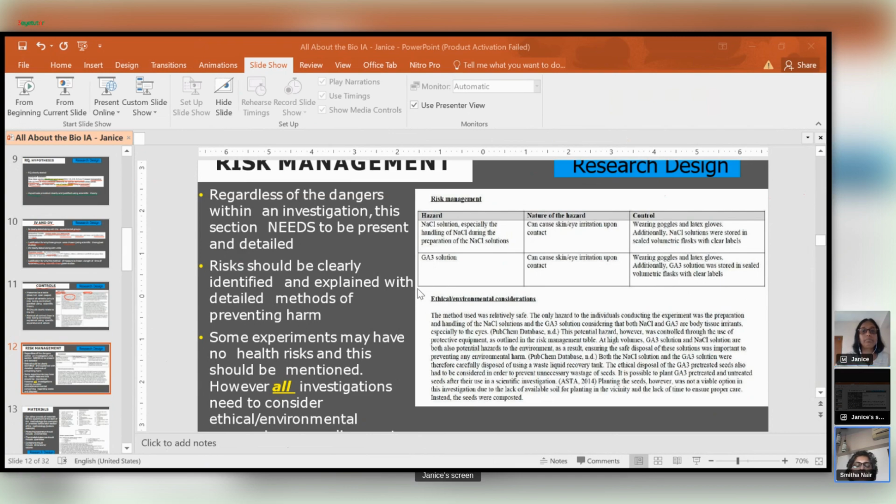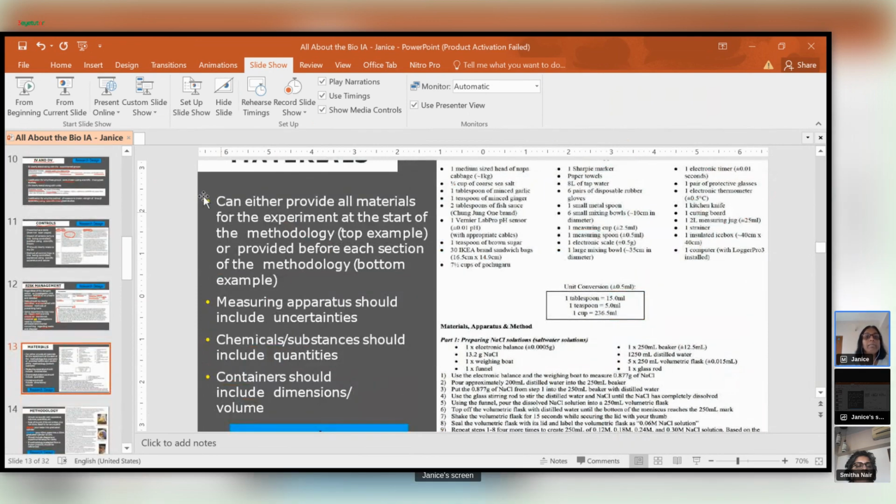Okay, now coming to the next one. This is the materials required. I told you about the method, the procedure. When you're writing the method, you have to list all the materials. What do you understand by the materials? Materials are what you are going to take, what all chemicals, what all things you're going to use. So there you have to be very specific.